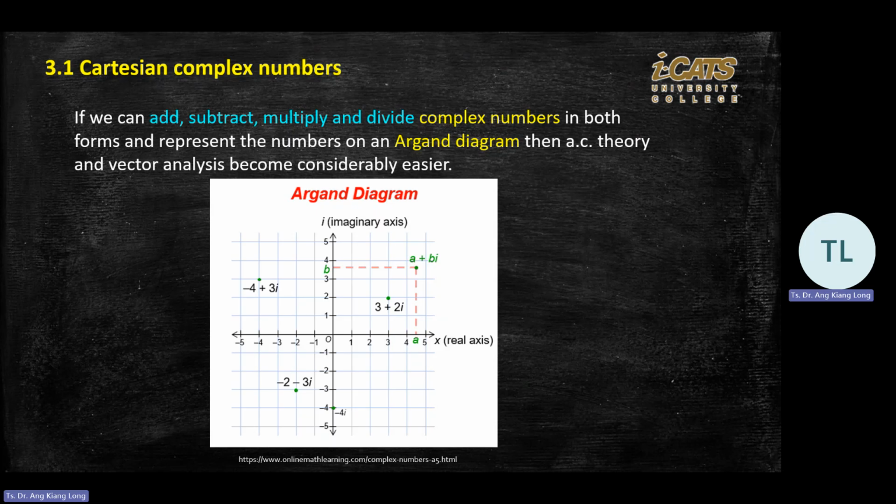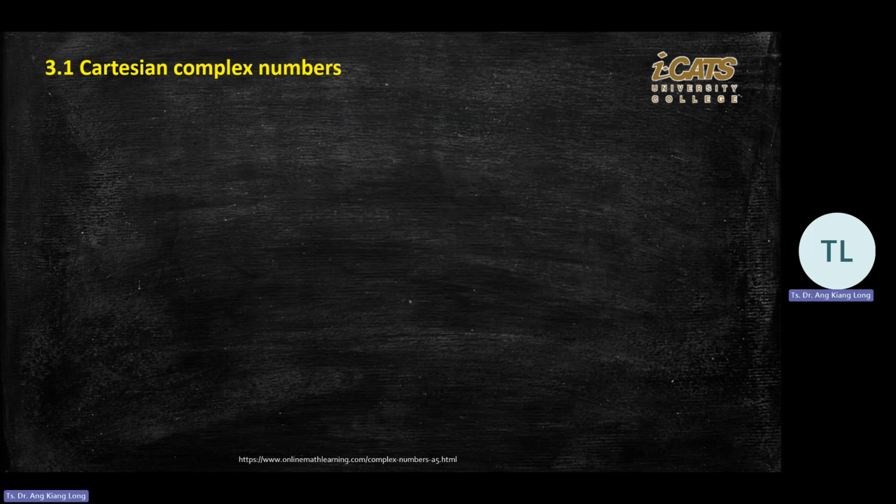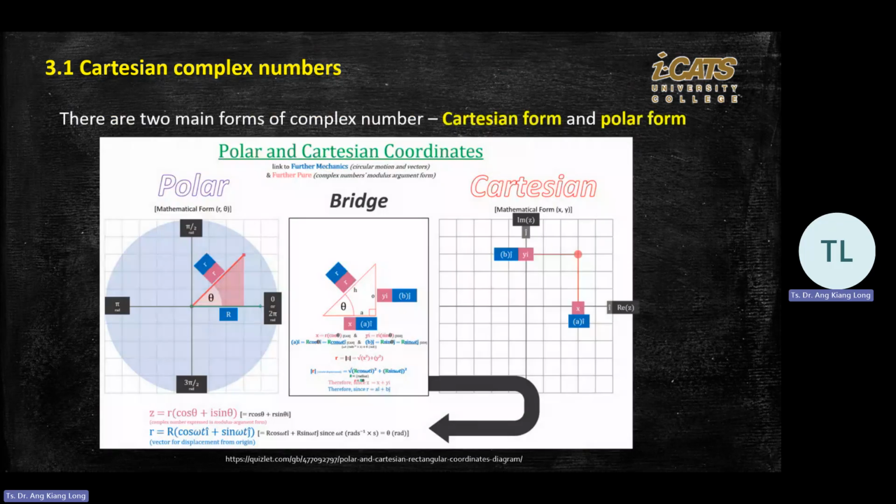The x-axis is called the real axis, meaning real numbers. And the y-axis, we call it the imaginary axis. So when the question asks you to present your answer in an Argand diagram, this is only in Cartesian format. Argand diagram is only a Cartesian answer. You cannot use Argand in polar, because the unit is different. Polar is pi. Argand is only real and imaginary.